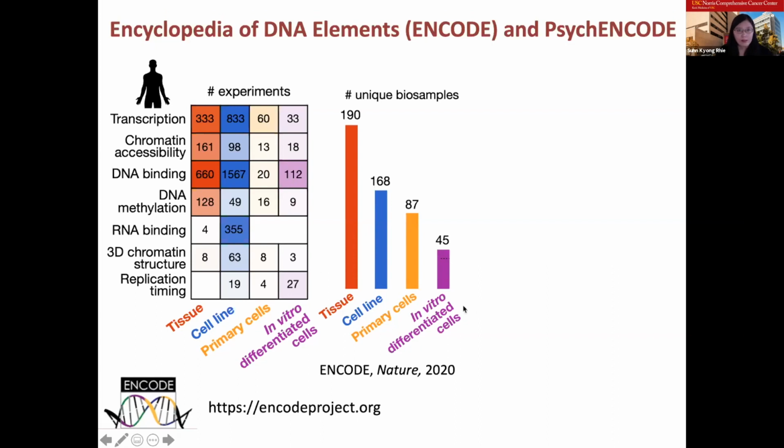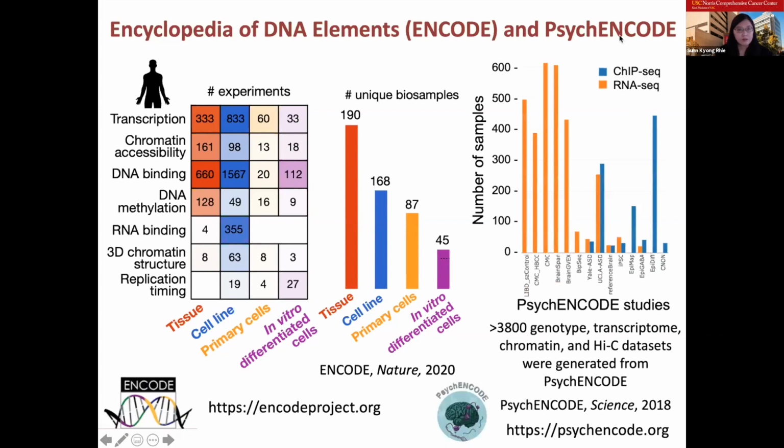Not only ENCODE, I was able to participate in PsychENCODE, which is another consortium. ENCODE is focused on lots of samples, but PsychENCODE is particularly focused on psychiatric disease samples. We also were able to generate ChIP-seq and RNA-seq data as part of PsychENCODE. And if you go to the PsychENCODE website, you will be able to find lots of transcriptome, genotype, chromatin, and also some Hi-C data sets generated in psychiatric disease cells or some neural cells.